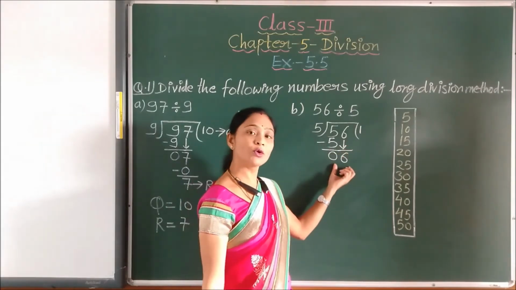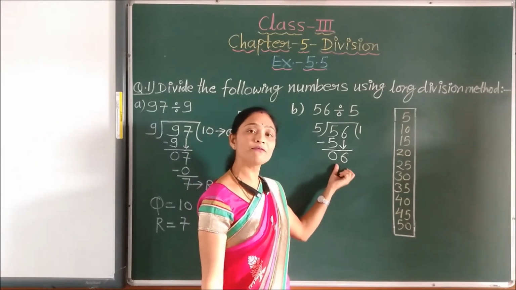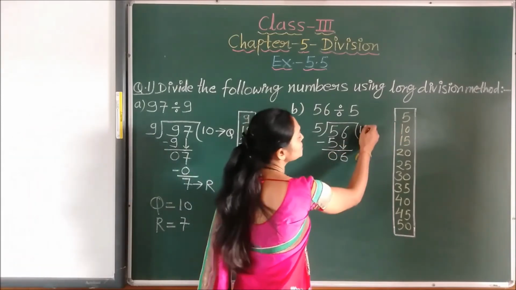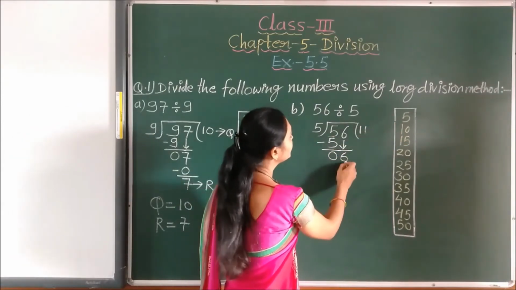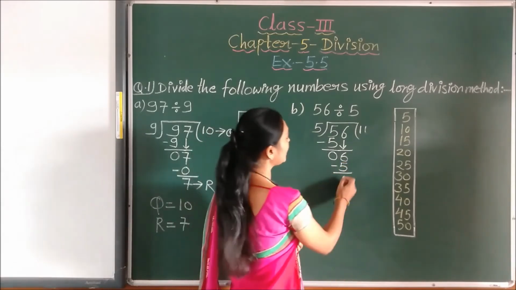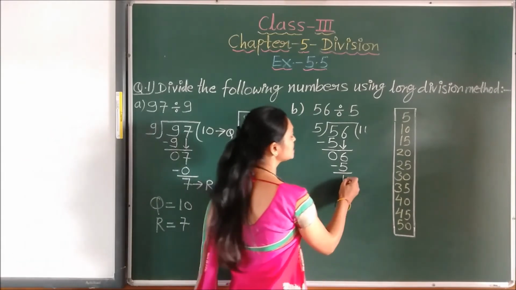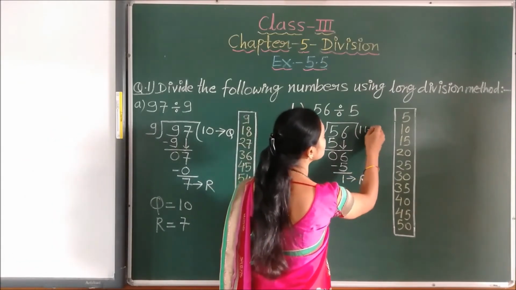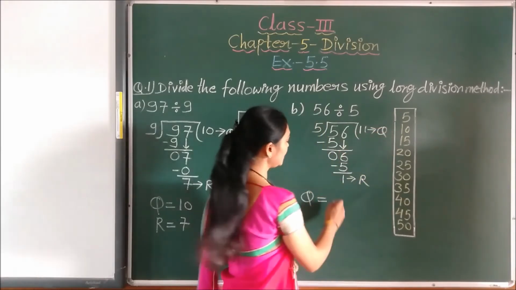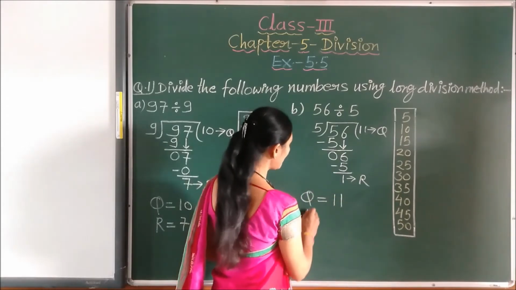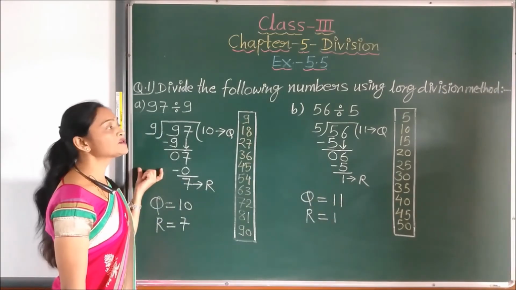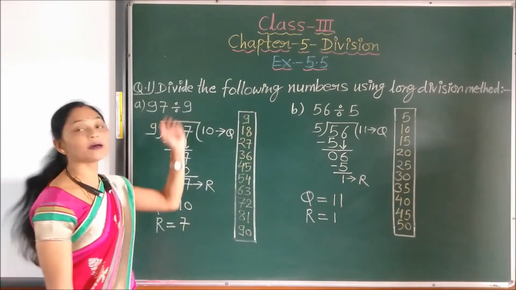Now see, this 6 is more than 5, so we may read the table of 5 how many times? We may read 1 time. 5 ones are 5 again. So here we write 1 and here we write 5. So 6 minus 5 is 1. It means this is the remainder 1 and this is the quotient. Quotient is 11 and remainder is 1. So this way we have solved two questions of question number 1.